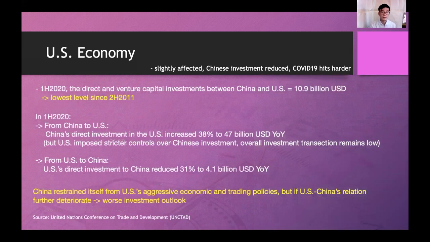Here, I would like to go back to the previous UN report. It showed that in the first half of 20, China's direct investment in the US increased 38% year-over-year, but US direct investment in China reduced 31% in contrast. The report addressed that China is restrained towards US economic and trading policies, but if the two countries' relations deteriorate, the investment outlook would become worse.